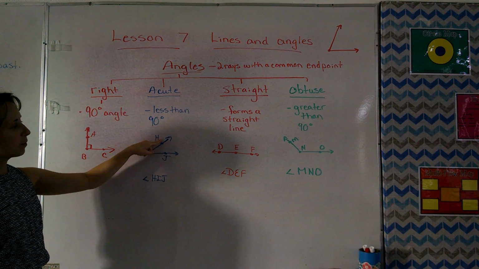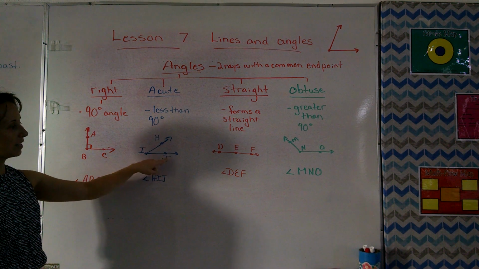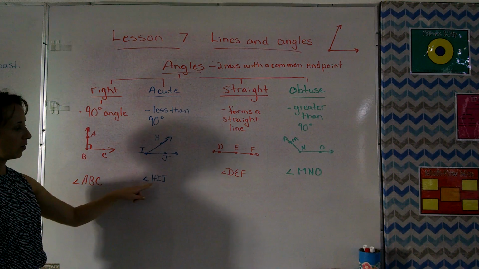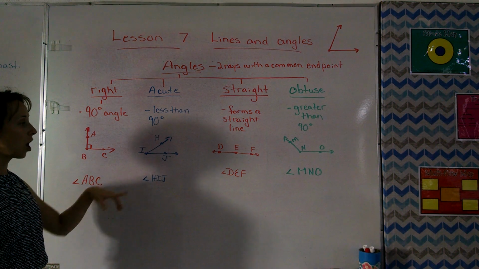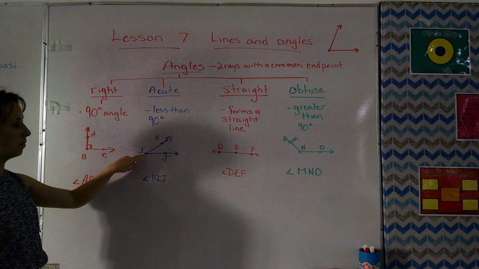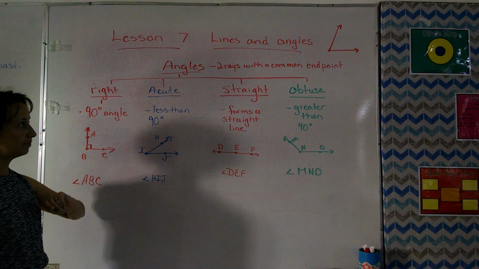And I'm going to name it by the point, the end point, and then the other point. So this is angle HIJ. Angle HIJ. I could also call it angle JIH. The important part is that the middle is also the middle.